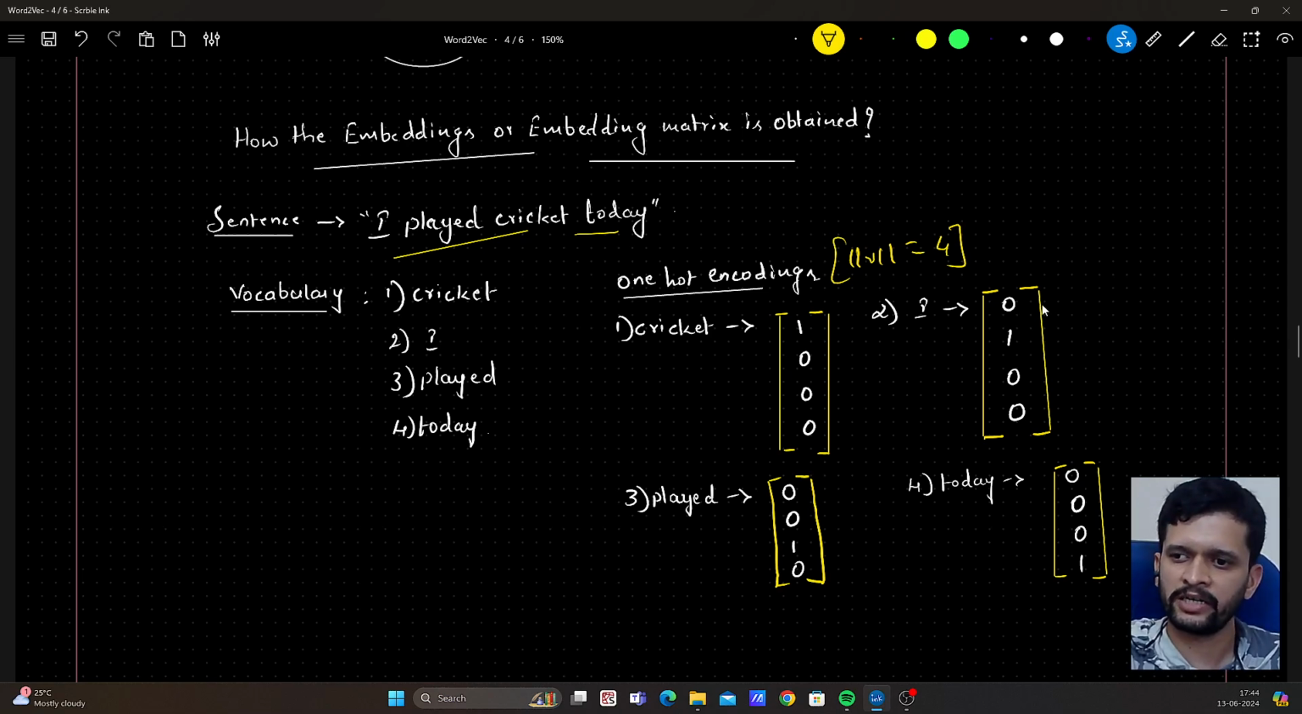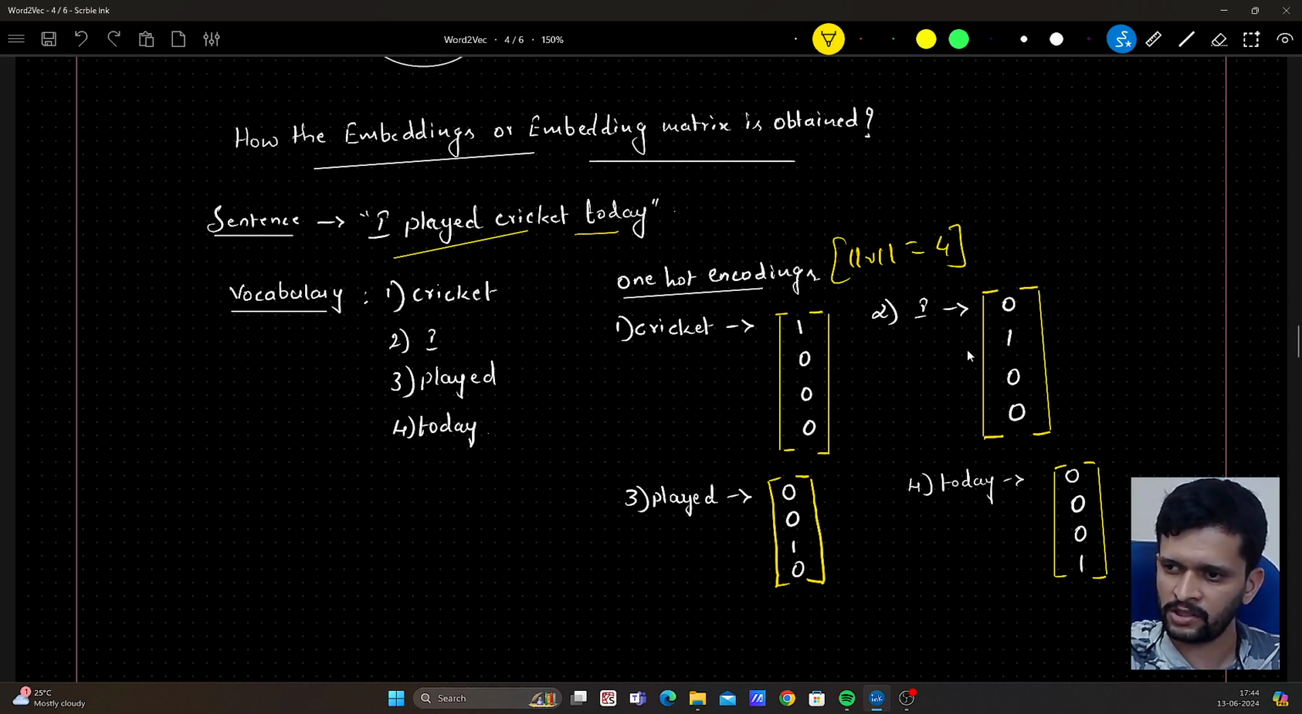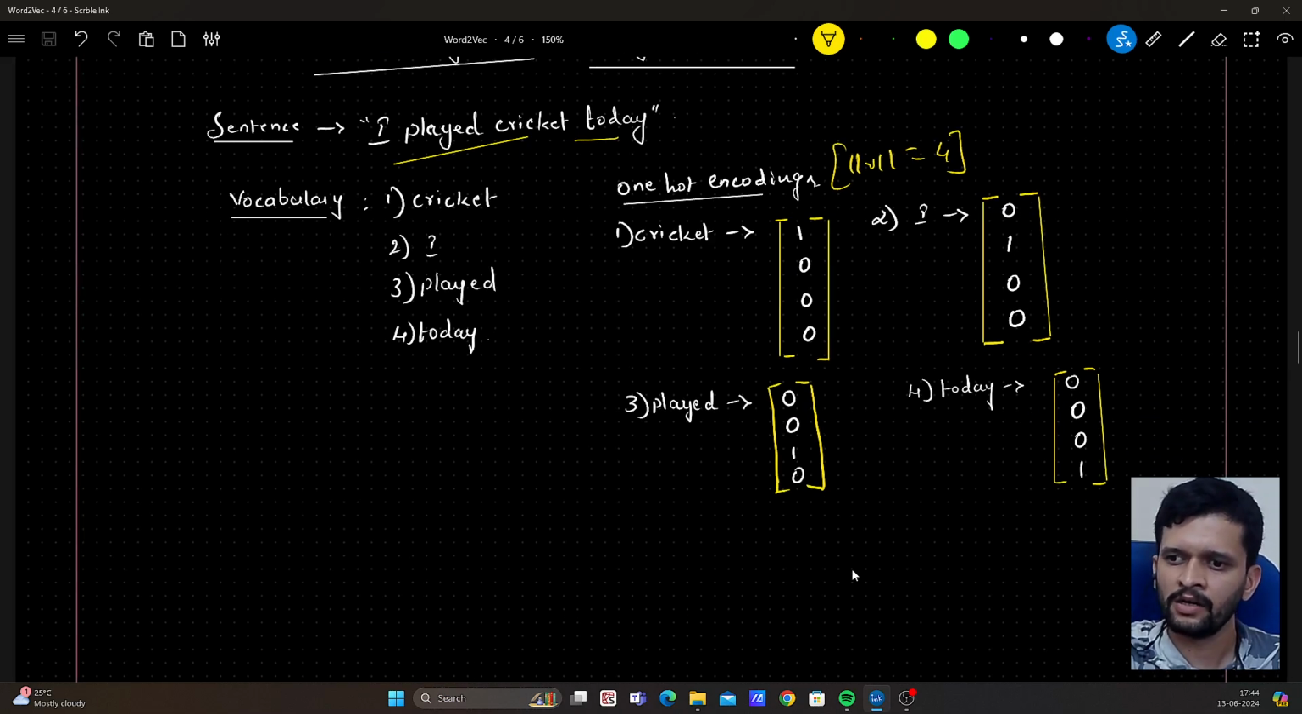So you can see for the word cricket, the first position will be 1, rest all will be 0. For the word I, which is occurring at the second position, the second position will be 1, the remaining 3 spots will be 0. For the word played, which is at third position, the third position in the vector will be 1, remaining all will be 0. For the word today, which is at fourth position, the fourth bit will be 1 and the first 3 bits will be 0 in the one-hot encoded vector.